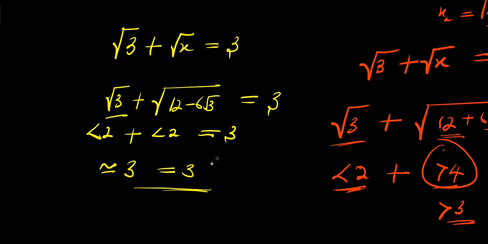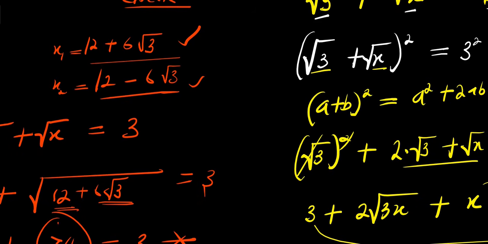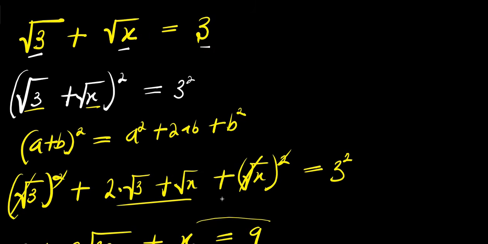So guys, this is the only value of x that satisfies this equation, this one here, 12 minus 6 root 3. This one here is incorrect. So guys, that is it. Thank you and goodbye.